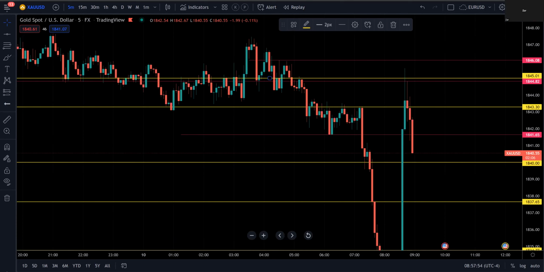Kevin, I think as long as price stays away from 1850, that area has just been a magnet for gold over the last 14 days. It's crossed 1850 on 13 out of 14 days, every single day.